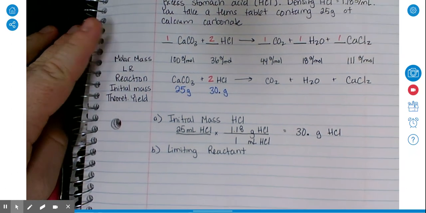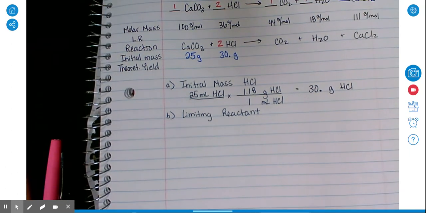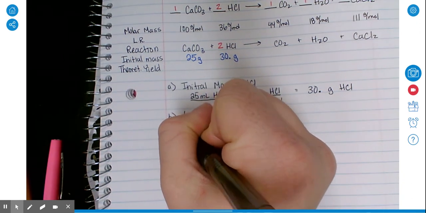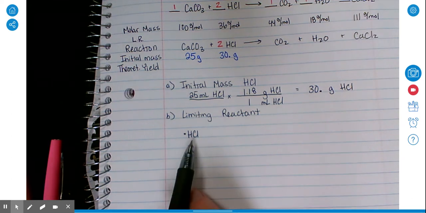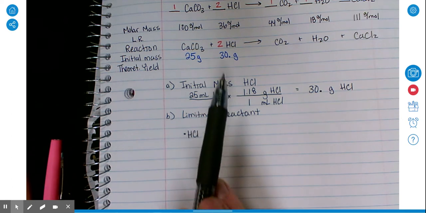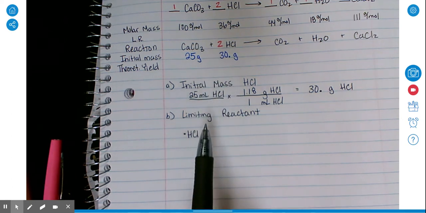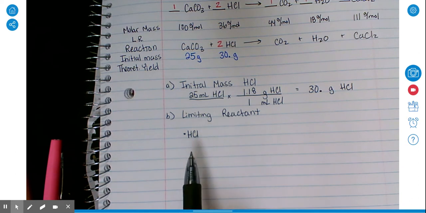For the limiting reactant, remember, you're going to need to do the calculation for both. So we're going to calculate it for both HCl and calcium carbonate. I'm going to start with HCl. Now, for the HCl, this is a rounded value. I'm going to keep doing what I said I would recommend. Start with the values in the problem.